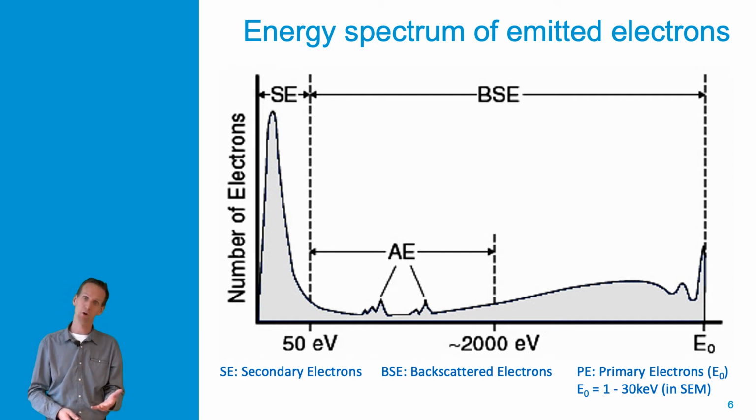Now everything below 50 electron volt we typically denote as secondary electrons. Everything above 50 electron volt up to the primary electron beam energy we denote as backscattered electrons. This is a bit arbitrary. It's good to remember that the secondary electron energy typically is around 10 electron volt. The backscattered electron energy is typically close to the primary beam energy.